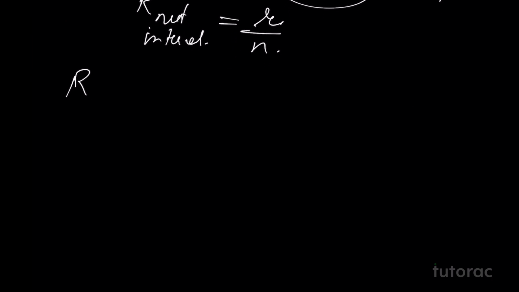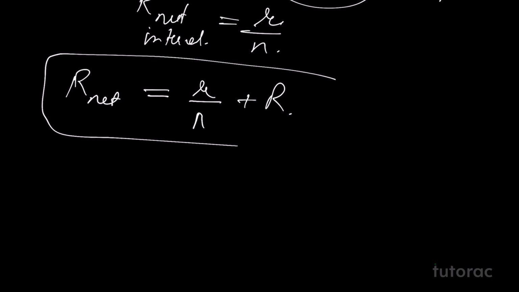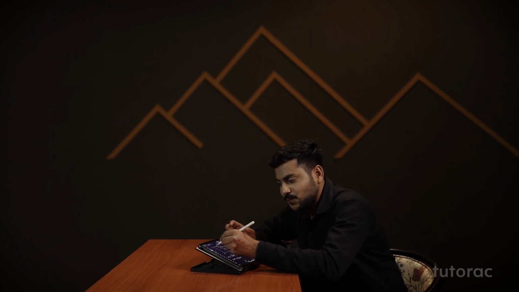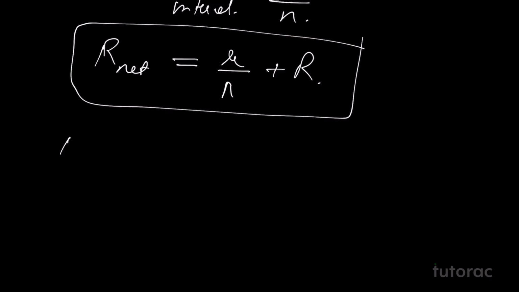Now, this is my net internal resistance. I just have to calculate the net resistance. What I have to do is add this r by n with capital R. This I'll get as net resistance, because this capital R is actually in series with the net internal resistance. Now, what will be the net EMF? Net EMF, if you notice, will actually remain E. As you will see between points B and C, the net EMF will remain the same, that is E. So we don't have to calculate it.